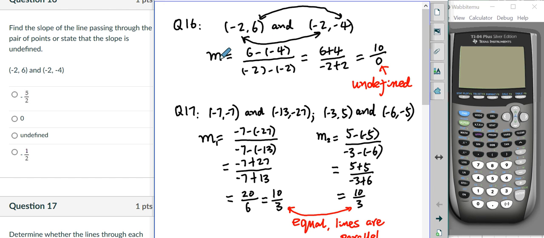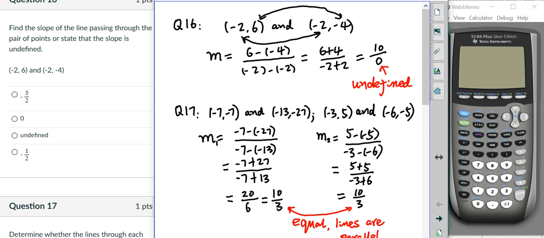By the definition of slope, it is the difference in the vertical direction, y, divided by the horizontal difference of the two points. 6 minus -4, that's 6 plus 4, which is 10. -2 minus -2, then we got -2 plus 2, which is 0. 0 cannot be a denominator, so in this case, the slope is undefined.